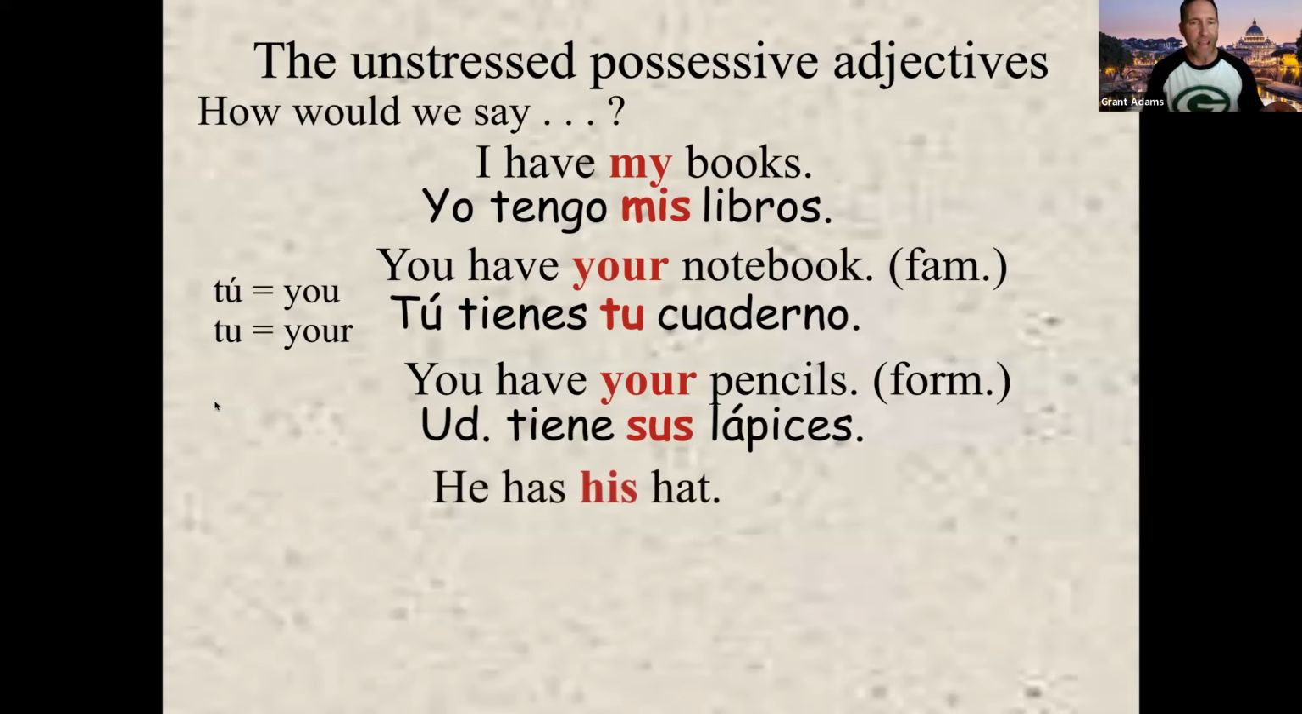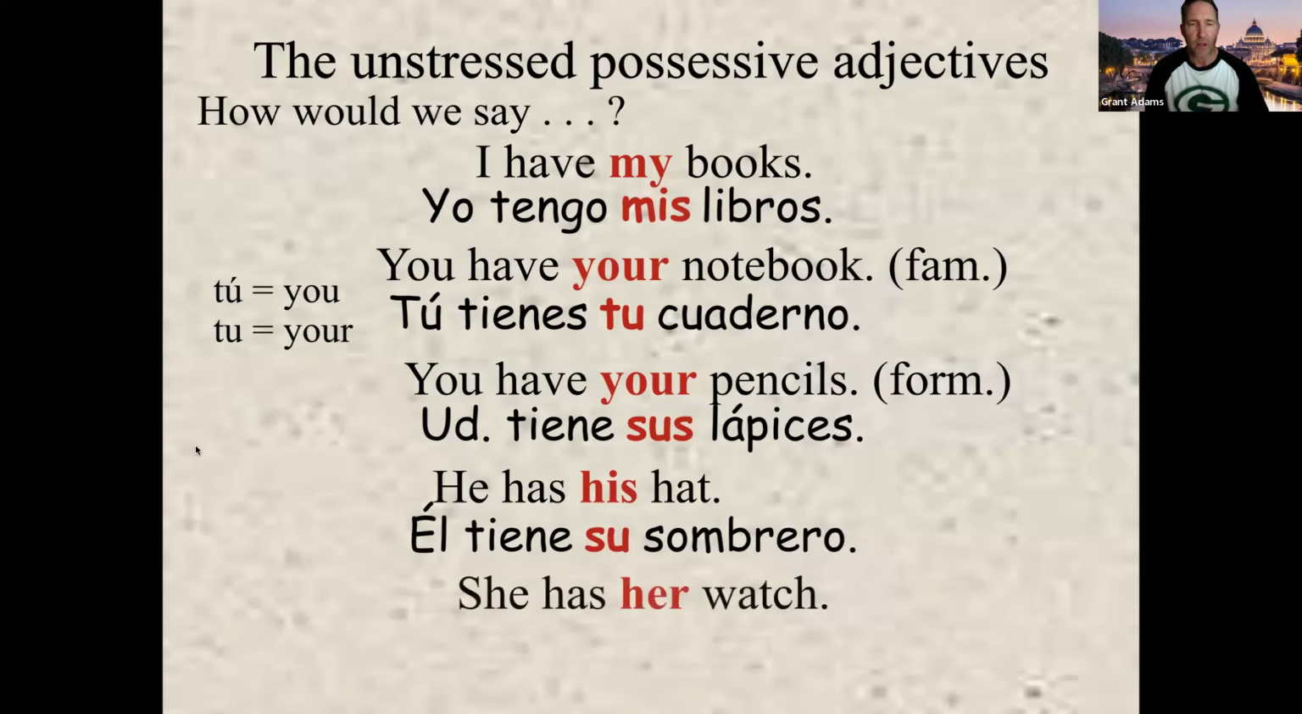Okay. He has his hat. And we'll go, not a baseball cap, we'll go traditional sombrero. Sombrero. Like a derby hat or something, or cowboy hat. Sombrero. Okay. Ok, excelente clase. Muy bien, muy bien. Él tiene su sombrero. Él tiene su sombrero. Excelente.